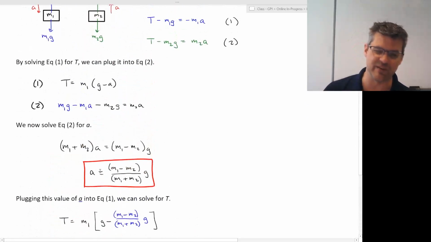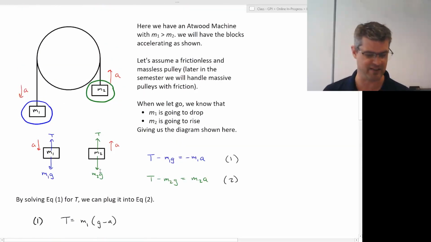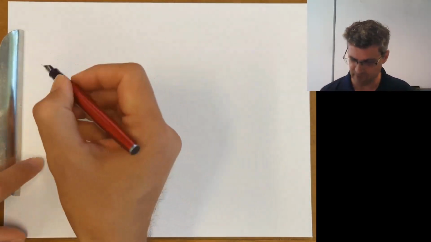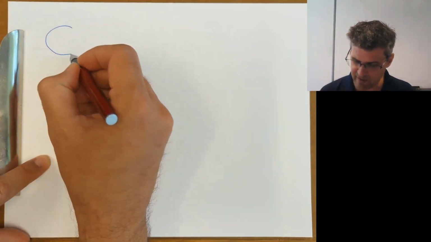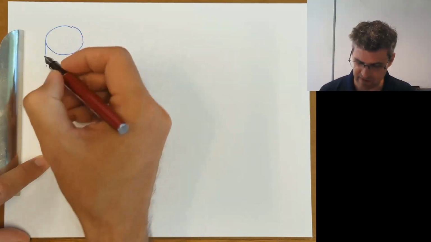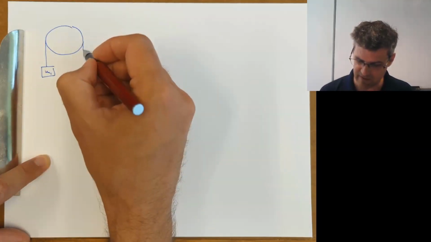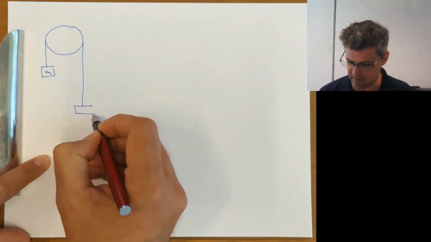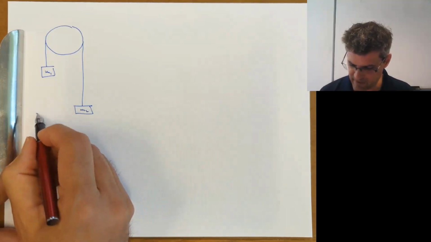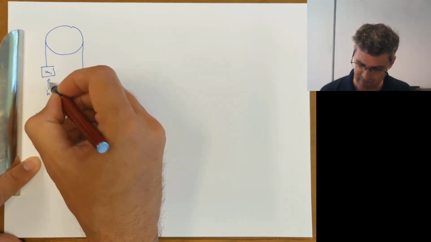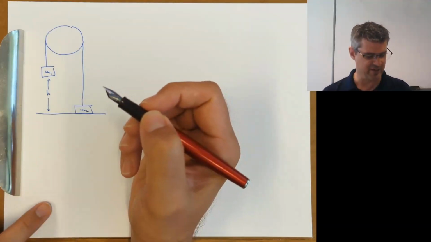So in limiting behaviors, we can get some sense of whether our equations make sense. But one last problem that we could look at is an applied case of this Atwood's machine. What if we had an Atwood machine, and I had M1 here, and M2 here. We're going to start with M2 sitting on a tabletop, and M1 is a distance h above the table.